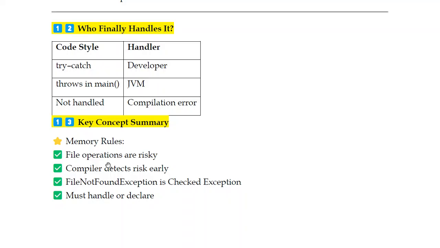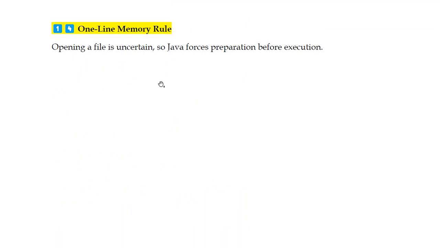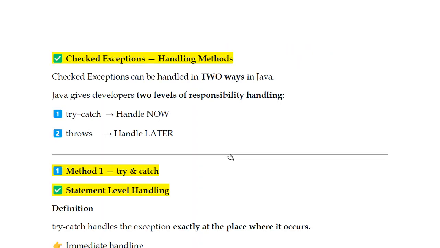File operations are risky. The compiler does the check early itself, an early prediction: the file may or may not exist. So FileNotFoundException is a checked exception. During compile time itself, we can find it. So two options: either handle it or declare it. This is the safer side. Opening a file is uncertain, and there is no guarantee that the file is present. So Java forces preparation before execution. This is the key point.